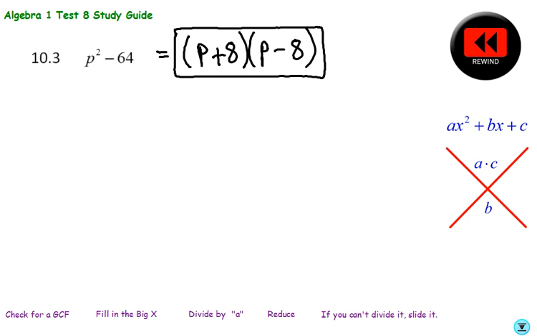All right, so 10-3 on the right side should have come up with p plus 8 and p minus 8. All right. Well, we're at the end. So now that you've completed the study guide, it's now time for you to redo the test. Hopefully you feel better about the material now that we've had a chance to go over it with you.